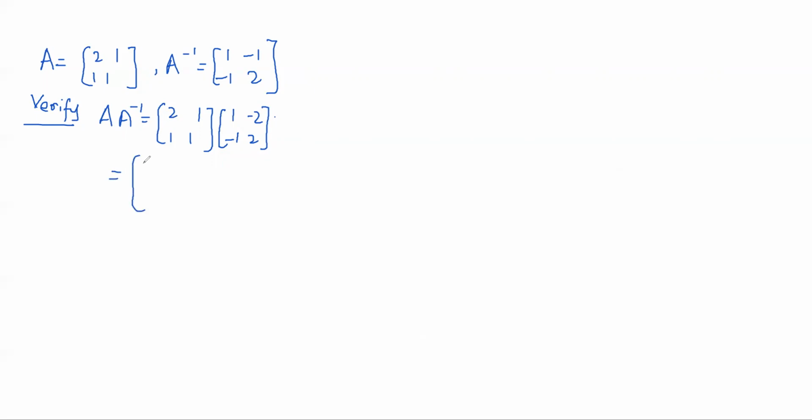It will be 2 times 1, 2 times 1 plus 1 times minus 1, and then it will be 2 times minus 2 plus 1 times 2. So row, column, row, column, row, column. Okay, 1 into 1 plus 1 into minus 1, and then plus 1 into minus 2 plus 1 into 2. So what we get is 2 minus 1 is 1, minus 4. So it may be I made a mistake over here.